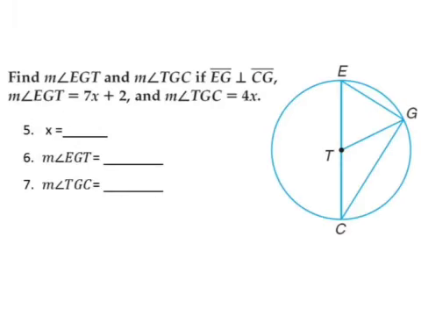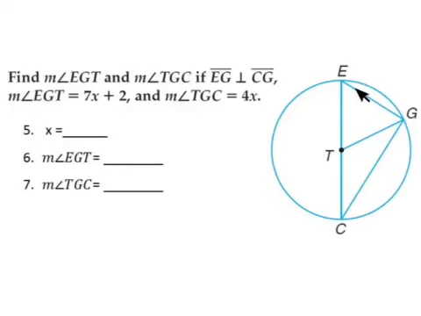Let's take a look at this next set of examples. Having exposure to different diagrams and relating that to our theorems and observations will help us better approach any given problem. So let's see this. It says, let's find the measure of angle EGT and the measure of angle TGC if it's true that EG is perpendicular to CG.